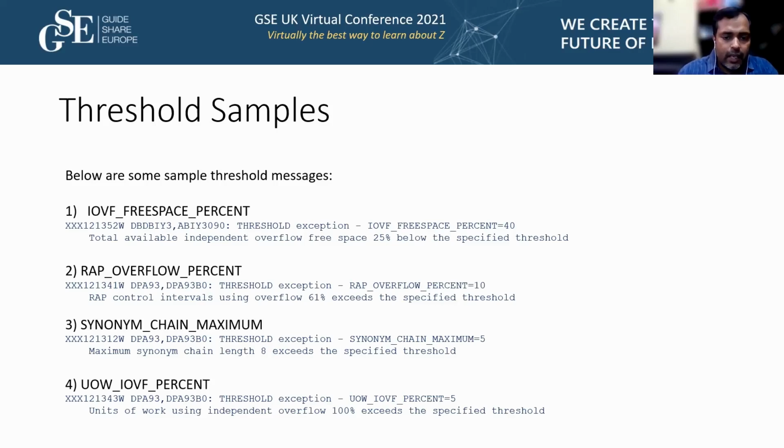Similarly, let's take the third one, which says synonym maximum chain. It says you want to keep a check on the maximum synonym chain length, and I don't want my area to have more than 5 synonym chain length. I'll set this exception SCM equal to 5, and once the synonym chain increases beyond that, it will give me an exception. So based upon these thresholds and the exceptions I receive, I can review other reports and take the required action, probably running some tool which will help me reclaim some free space by moving records from IOVF to other areas.